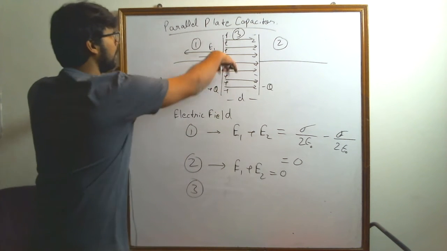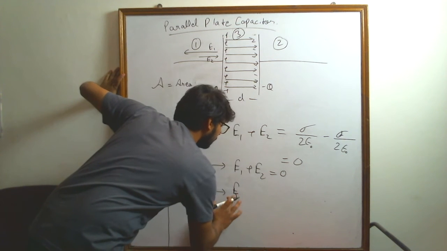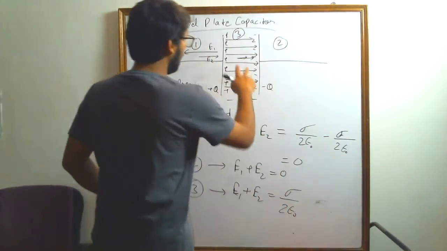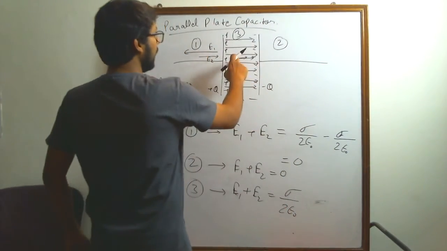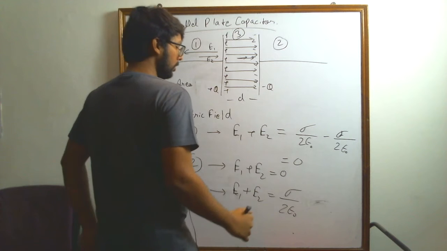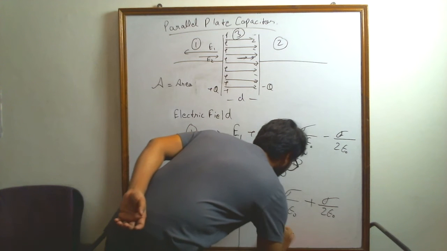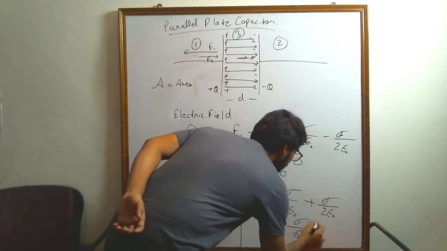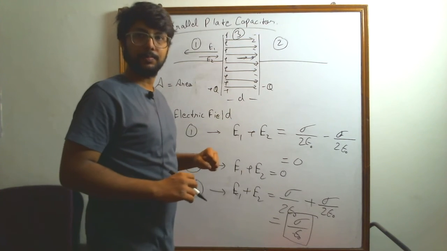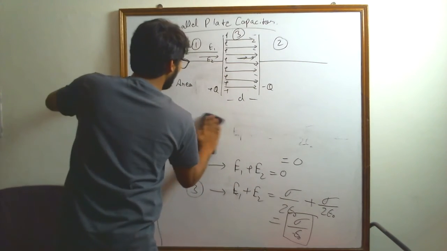Now coming to the third one, here I will have the same thing, E1 plus E2, and here as well I will be adding them together. As you can see, both the directions of the electric field are in the same direction, so I will simply add them together, giving me sigma upon epsilon naught as my result of electric field in between the capacitor. Very important result.